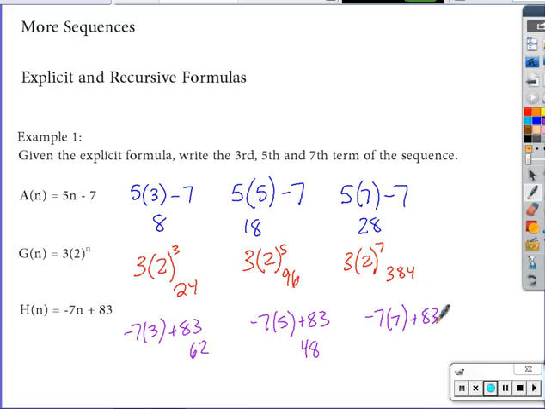So it doesn't matter what type of sequence we're talking about. If you have the explicit formula, you're going to be able to find any term in the sequence that you want. So the seventh term would be 34.